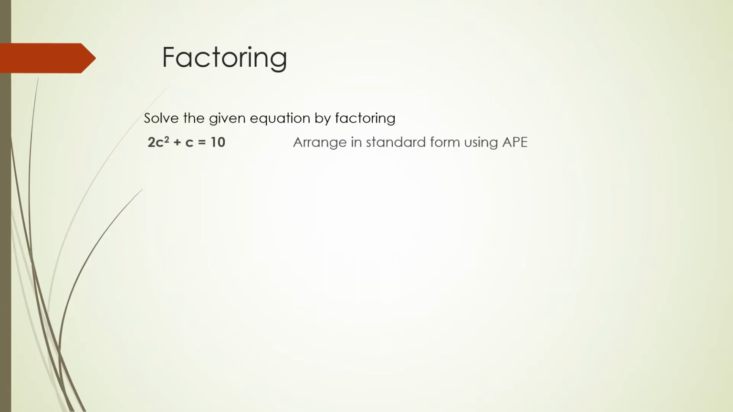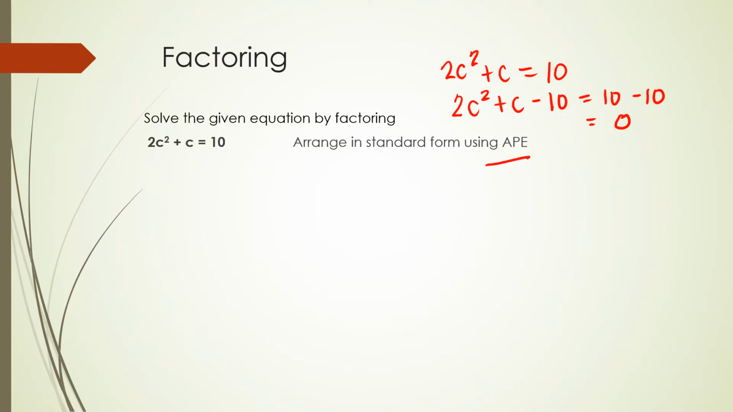Okay, example number 3. You have 2c squared plus c is equal to 10. So, the given is not written in standard form. So, gagamit tayo ng APE, addition property of equality, to make it standard form. So, you have 2c squared plus c minus 10 is equal to 10 minus 10. So, yung right side niya, magiging 0 na. So, it was written in standard form.